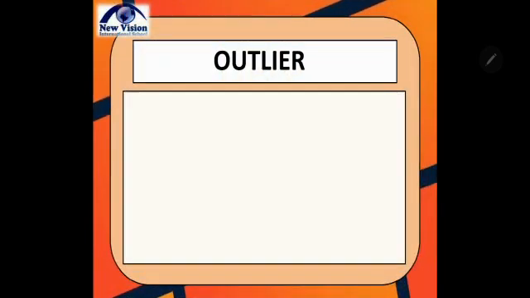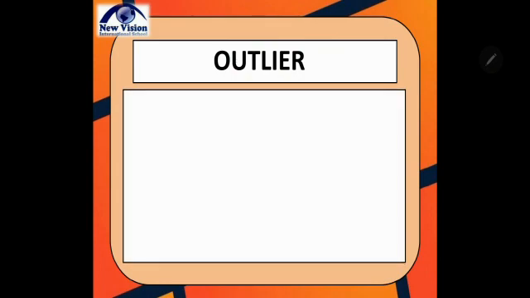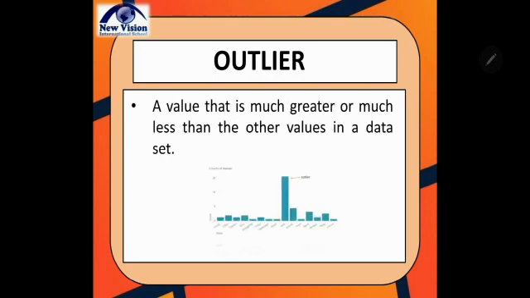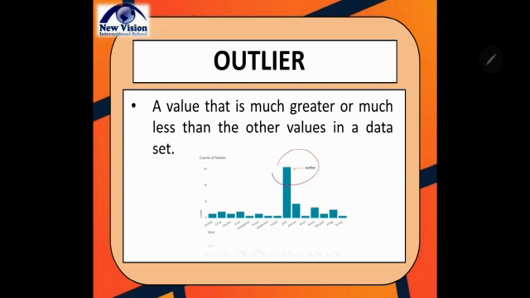And our last term is outlier. A value that is much greater or much less than the other values in a data set. So in this example, our outlier is the greatest value.